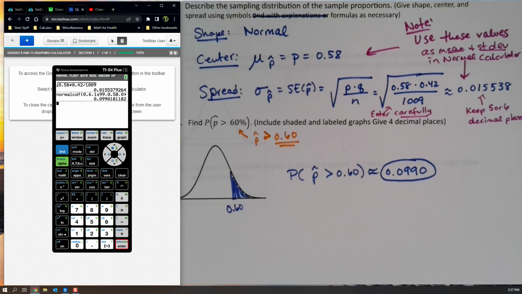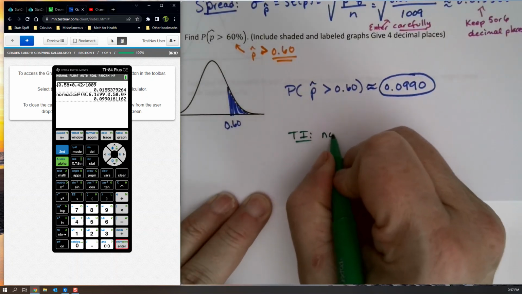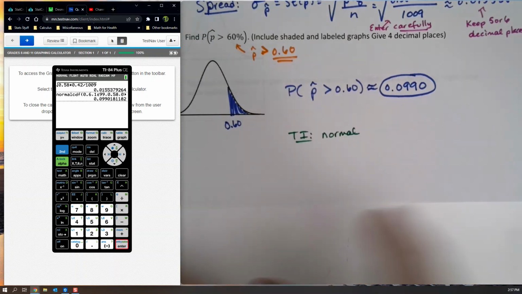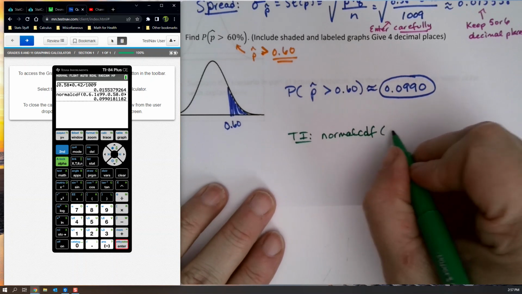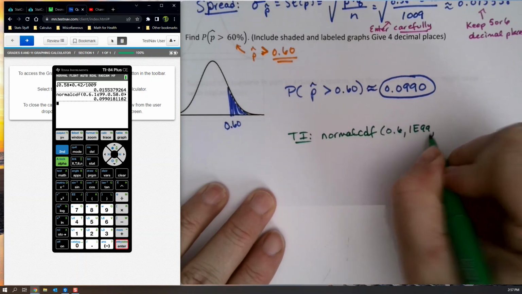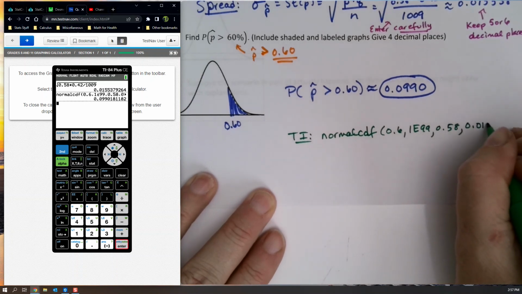Oh, and let me write that down too. So if you want the TI, again, this is only for people that are working with a TI calculator. If you're not working with a TI calculator, then just skip ahead. So they would write 0.6, 1e99, 0.58, and 0.015538.